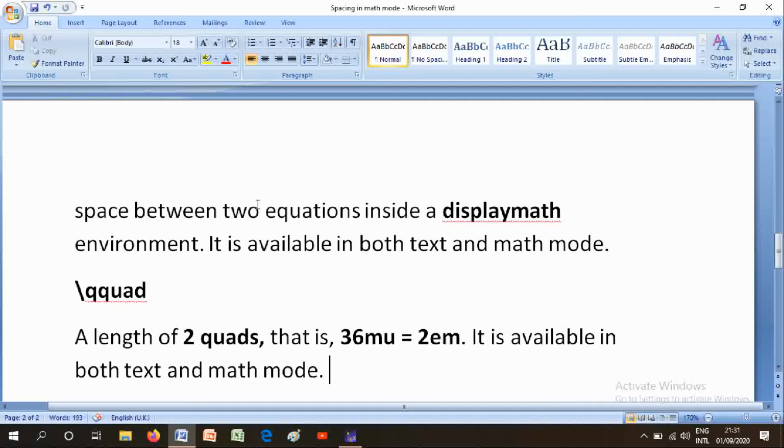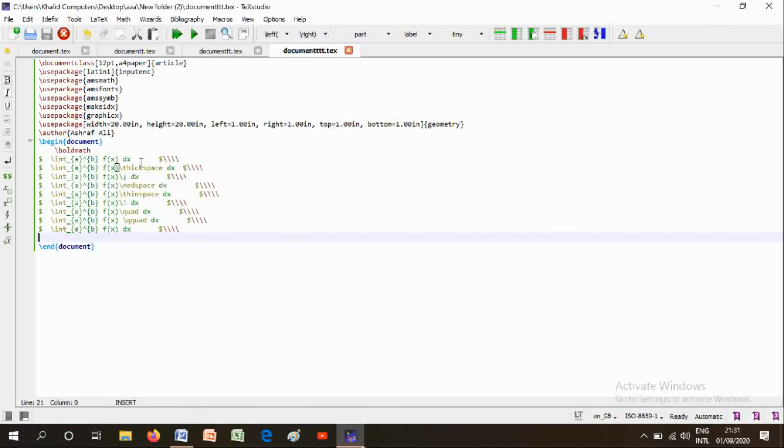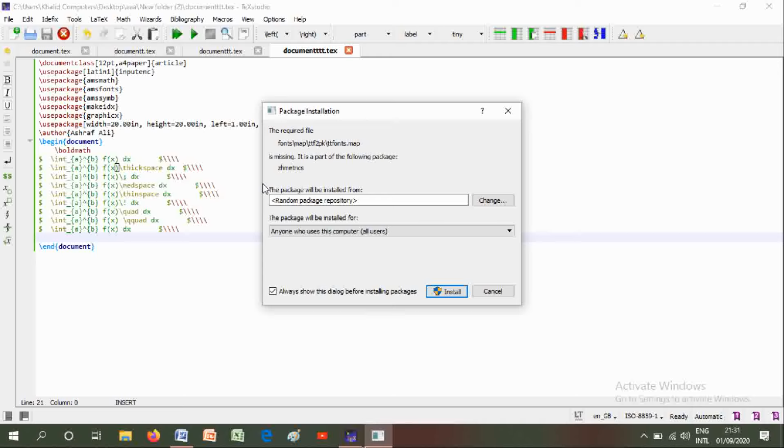Now we will go to the LaTeX software and check these commands. Here are all the commands. First of all, I write the integral from a to b of f of x dx. In the second, I used the command thick space, third is backslash semicolon, fourth is mid space, fifth is thin space, then backslash exclamation mark, then quad, and then qquad.